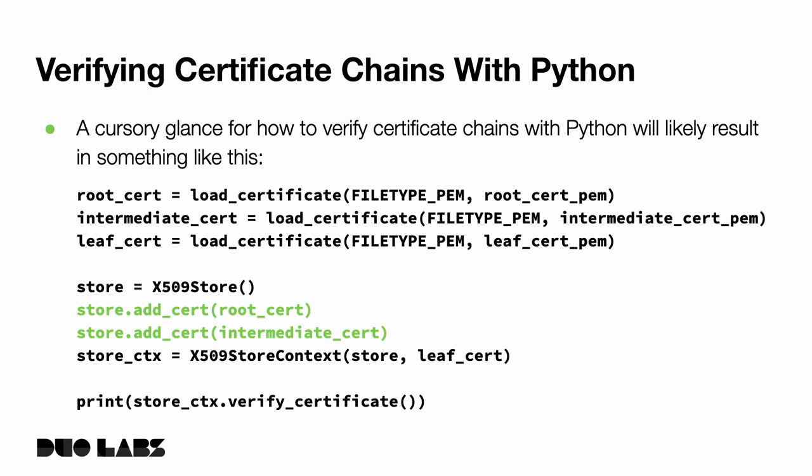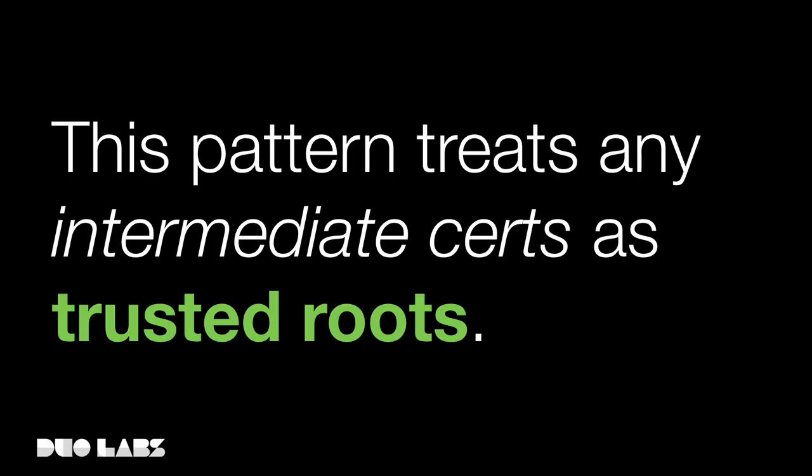What's happening here is that the root certificate and intermediate certificate are both globally trusted. And so the question you might ask is, well, why would you do it that way if it's so clearly wrong? And the answer really is that, one, there's no easy way to do it the right way. And two, pretty much every piece of advice on the internet that exists to tell people how to accomplish this task uses this pattern, including the unit tests in PyOpenSSL. Again, this pattern treats any intermediate certificates as trusted roots.